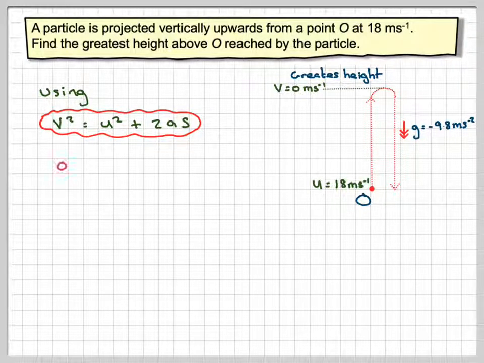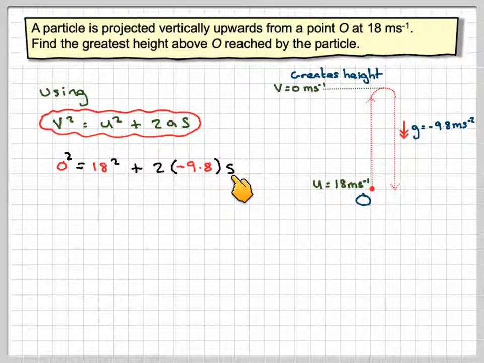So at the greatest height, v squared is 0. Is equal to the initial velocity, which is 18 squared, we have to square it, plus 2 times the acceleration, which is -9.8, times the height, s, which we need to find. s will give me the height here.